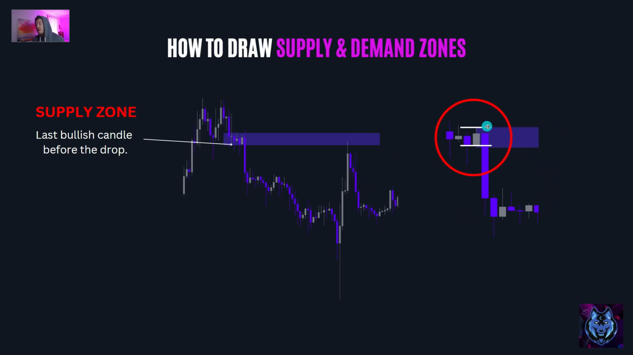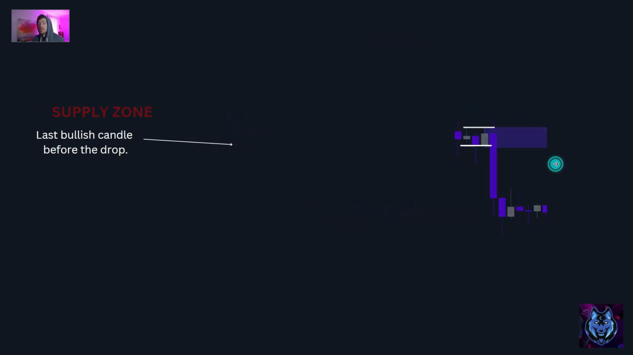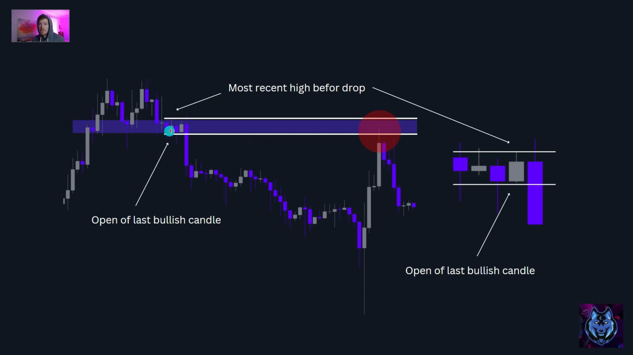Here's a zoomed up version. We have this massive bearish momentum candle and the previous bullish candle that was left behind. We measure the top and the bottom, and that becomes our zone. Here's another example. We have this base, this drop leaves behind the last bullish candle, and we want to measure out the open of the last bullish candle and the most recent high before the drop. That measures out this zone, price comes in, mitigates it, and carries on down. So here's an example. We've got this drop. We want to measure out the low and the high of that candle before the drop.